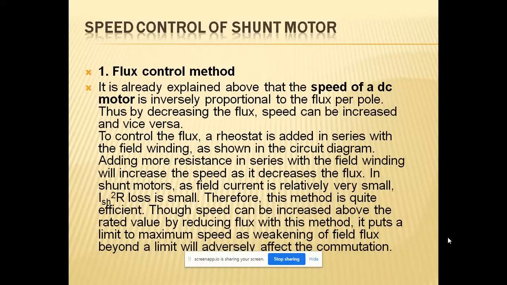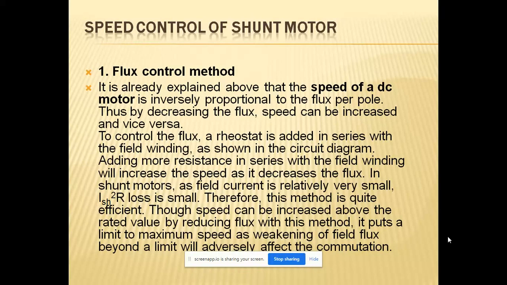Now we discuss the flux control method. It is already explained above. The speed of a DC motor is inversely proportional to the flux per pole. Thus, by decreasing the flux, speed can be increased and vice versa. It is based on the fact that by varying the flux, the motor speed can be changed, and hence named the flux control method. In this method, a variable resistance is placed in series with shunt field winding.